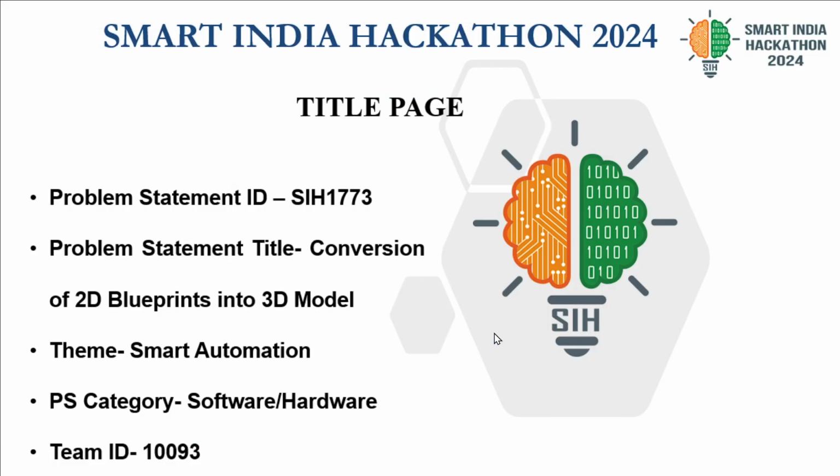Good morning. Our problem statement ID is SH1773. Our problem statement title is Conversion of 2D Blueprints in 3D Model. Our theme is Smart Automation. Problem statement category is Software and the team ID is 11093. Let's start.